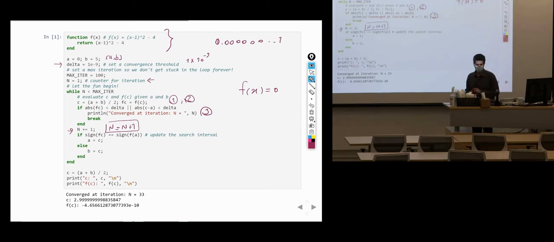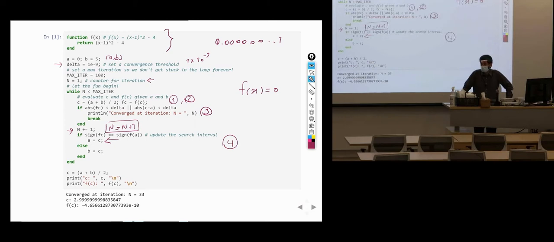Now, the final stage of the algorithm. We need to update the interval because the search needs to continue. So if the sign of f of c equals the sign of f of a, because then a is no good, right? If the sign of f of c and f of a are the same, then we can replace a with c here.